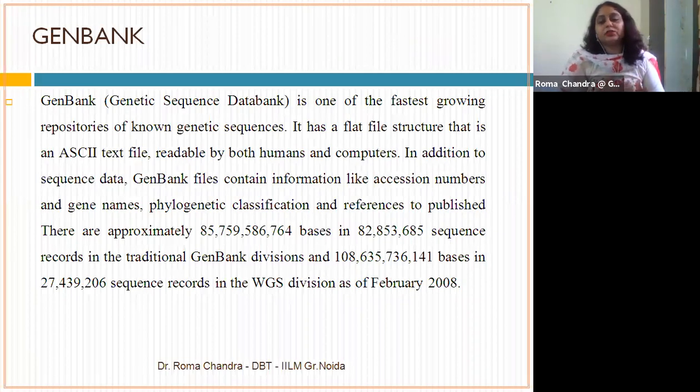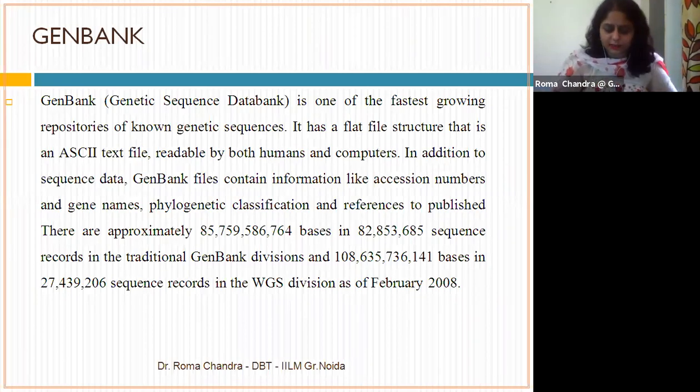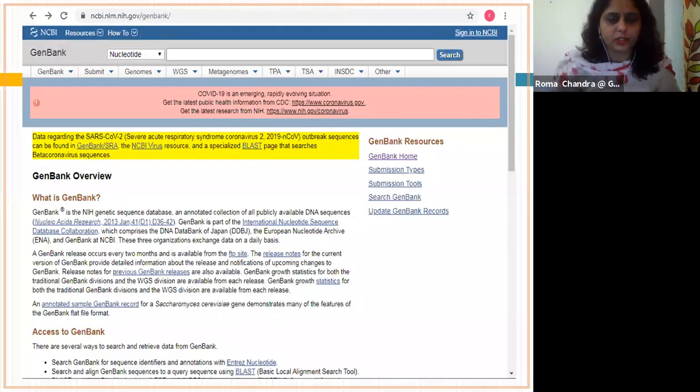In addition to this, every file, every submission has its particular accession number, the name, the classification, the whole taxonomy, and references. Whosoever had worked on that particular sequence must have published his or her work, so that reference should be there in the GenBank. So everything you will get there. There are certain divisions which you can see here, and then you can see how the records are there in the GenBank. I'll show you.